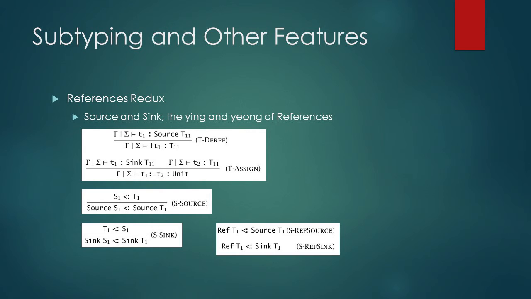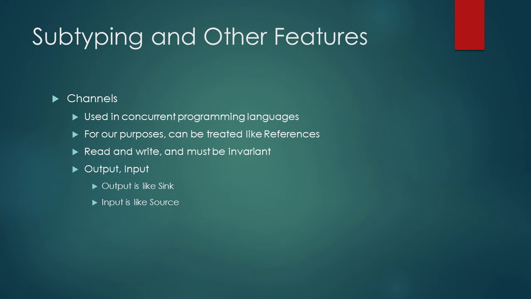This, therefore, makes it clear that reference itself is a subtype of both source and sync. Channel types are present in concurrent programming languages. As far as typing, and thus we, are concerned, communication channels behave exactly like reference cells. They both read and write, and thus must be invariant. Much like source and sync, specialized channels such as output and input can be contravariant and covariant respectively, allowing for the write and read functions separately without the restriction of invariance.